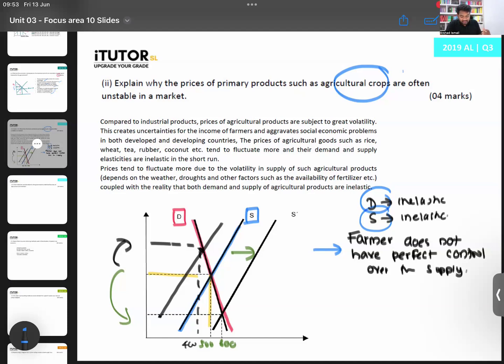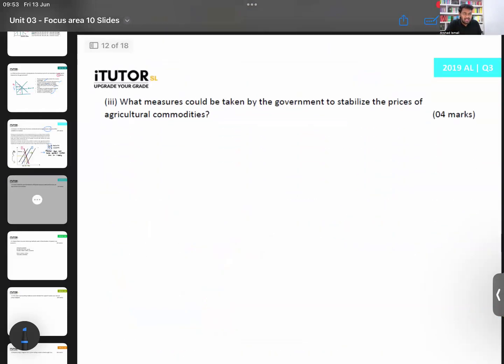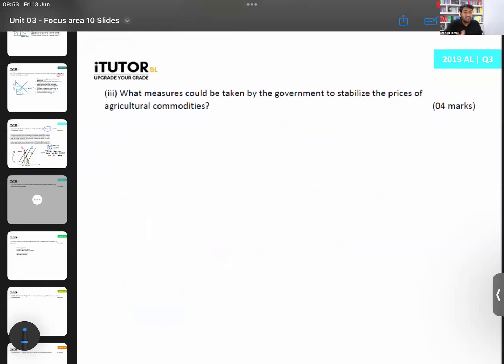Okay. Right. So then the next thing that they can ask you is, Lamai, what can the government do? Now, if these prices of agricultural goods are often unstable, then what can the government do to stabilize these prices? Now, that is your next question. What measures could be taken by the government to stabilize the price of agricultural goods? There are multiple measures, Lamai. Only stating the measures is enough. So that also let me copy and paste it from my note quickly so that I don't have to type it.